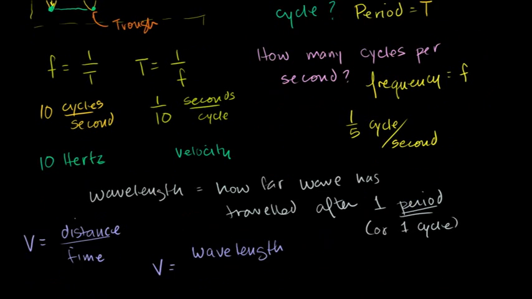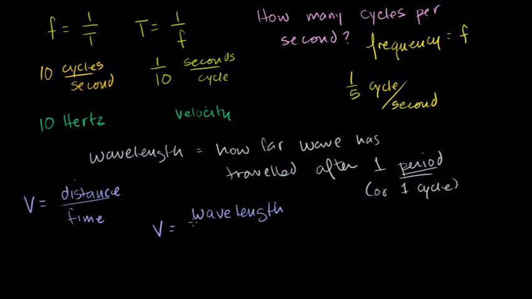So I've traveled a distance of a wavelength, and how long did it take me to travel that distance? Well, it took me a period to travel that distance. So it's wavelength divided by period. Now, I just said that 1 over the period is the same thing as the frequency. So I could rewrite this, and actually I should be clear here: the notation for wavelength tends to be the Greek letter lambda.